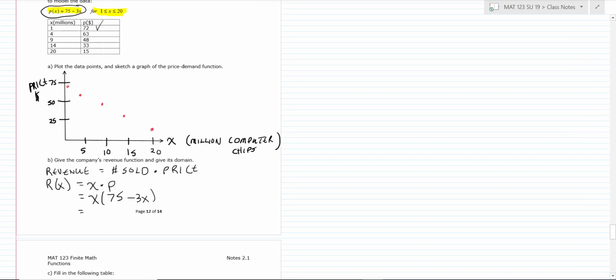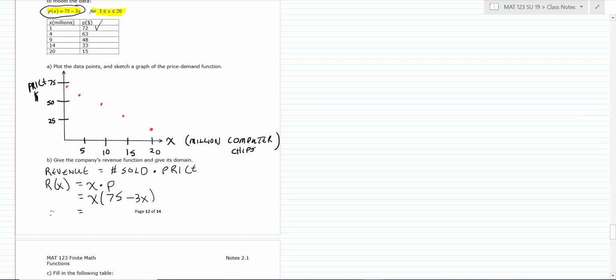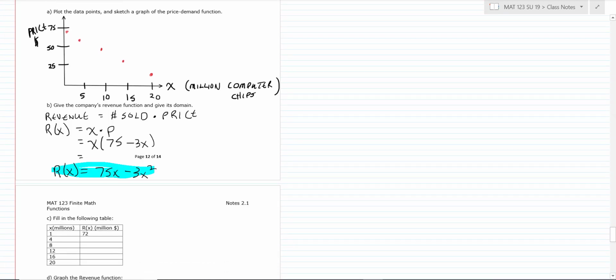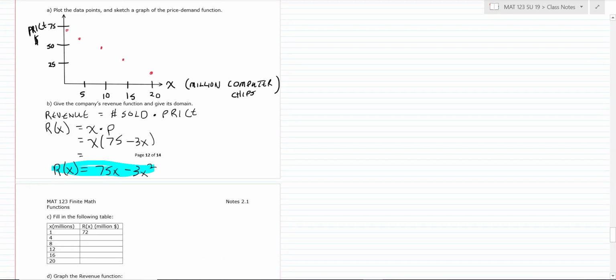Now what I'm going to do is just multiply that out. So if I multiply that out, I get R of X equals, with the distributive property, 75X minus 3X squared. Okay, so that would be your revenue function. So if you're given the price demand function, that's all you ever do to get the revenue, is just multiply it by X.